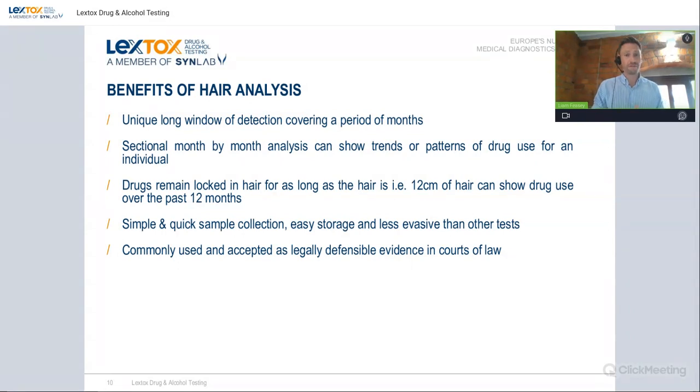The drugs remain locked in the hair for as long as the hair is. So we can go back as long as the hair allows. The length of the hair that is available is the determining factor on how far back we can actually go. I have received complaints previously that we haven't covered the full 9 months when the individual has scalp hair which is kind of my length, which would be about 4 or 5 centimeters. So we can only go back as long as the hair is. The hair is really simple and quick to collect, and it's less invasive than other tests such as blood analysis or urine analysis.